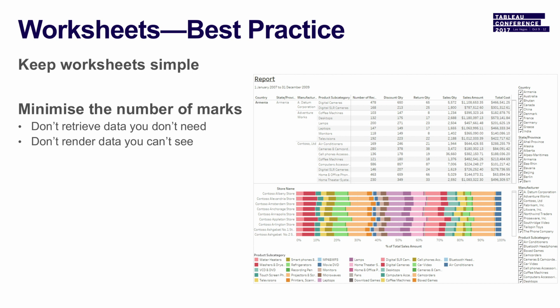Sometimes it's not apparent to you how many marks you're actually rendering. So when you look at a sheet in Tableau Desktop, in the status bar in the bottom left-hand corner, there's always a thing that tells you how many marks, how many rows are being rendered. So have a look at that down there and try to keep that number as low as possible.